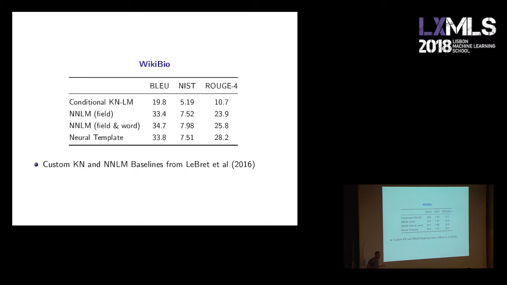For Wiki Bio, we do better. These data sets, I think, are slightly more templated in their form. Here, a simple conditional templated model does quite poorly, 19.8 BLEU and 5.19 NIST. The models from Lebret 2016 get up to about 34, 35, and about 8 NIST. Our model does comparatively well in BLEU, a little bit worse on NIST, and then for some reason better on ROUGE. So there are often a lot of automatic metrics for these tasks, but our aim was to get close to neural systems.